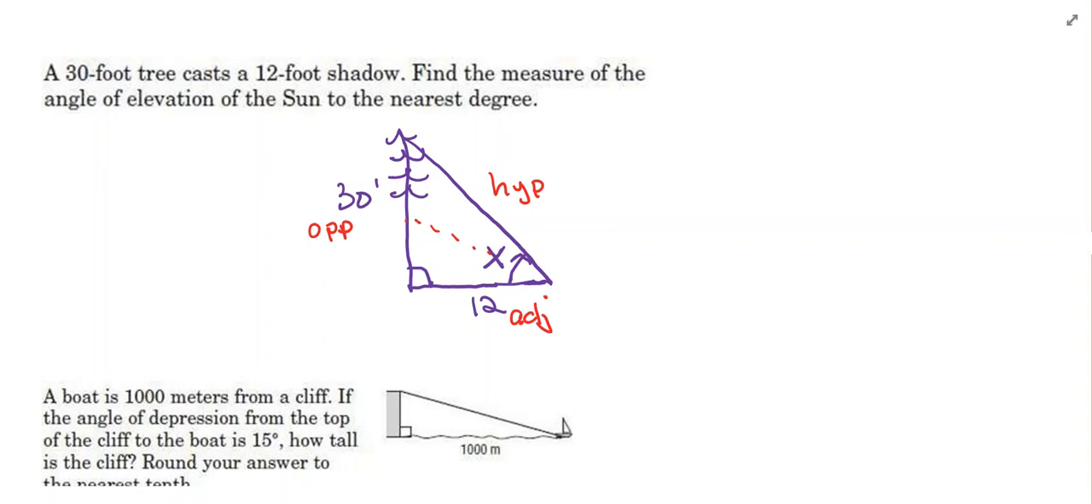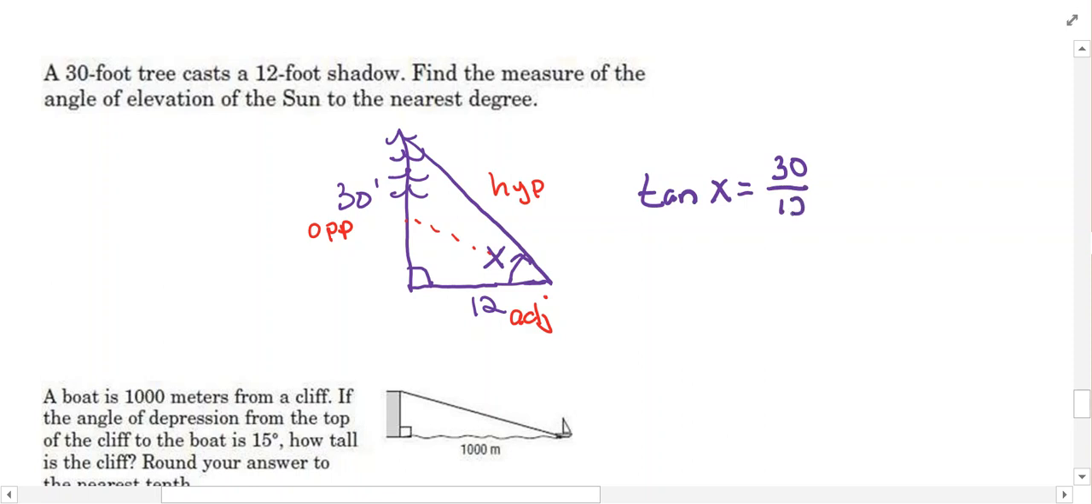So I have tangent, so tangent x equals opposite over adjacent. I want to find the angle, so I'm using the inverse function. Putting this into your calculator, you would do second tangent, 30 divided by 12, close parentheses. You want to round to the nearest degree, and our answer would be x equals 68 degrees.